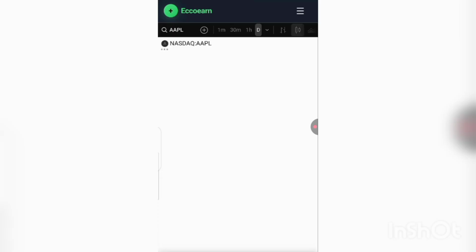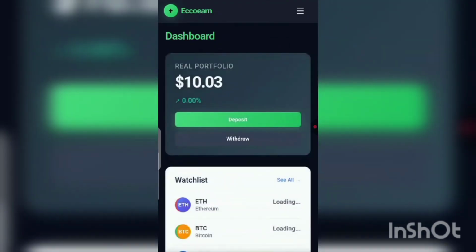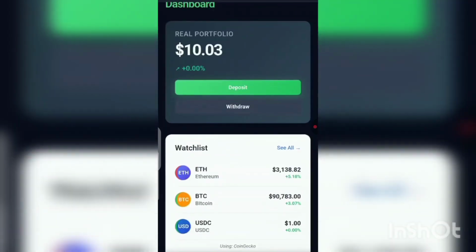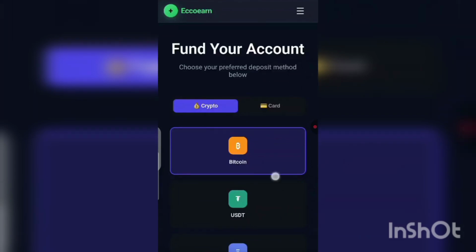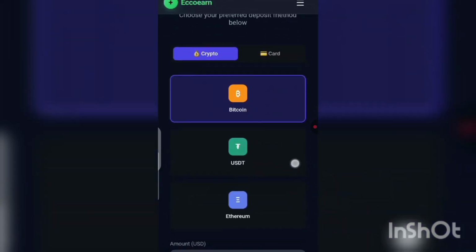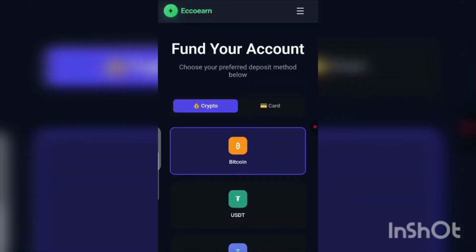In my account here, you can see on my dashboard that I have 10 USDT. Over in this particular bot there is a lot of trading going on: Apple, Nasdaq, stocks, any kind of crypto, any kind of thing you want to trade here, even forex. What we are going to be doing right now is funding my account, because I'm going to be carrying out this trade with 80 USDT, so you can see how it actually works.